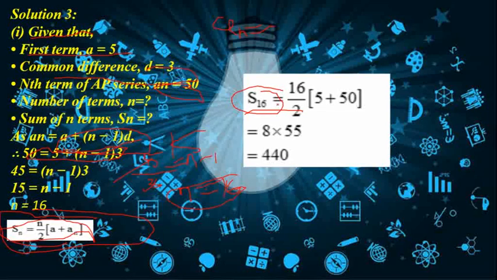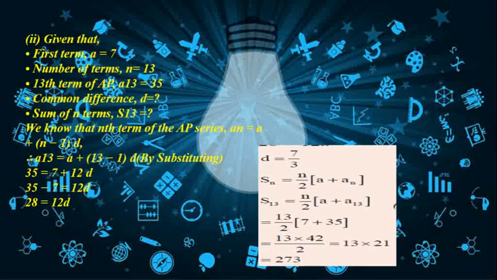Sum of 16 terms will be equal to 16 by 2 into first term plus last term, that is 5 plus 50, that is equal to 16 by 2, that is 8. Now 5 plus 50 is 55 into 8, that is equal to 440. So hence we got the first solution, that is 440. So let's move to the next question.